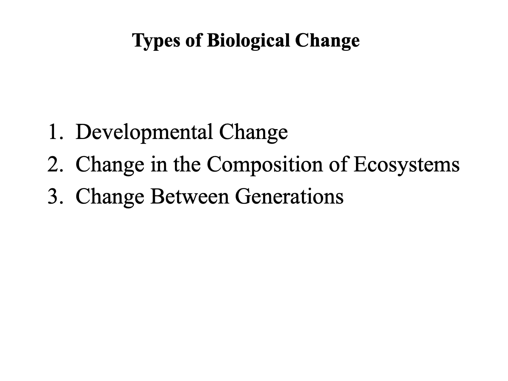The primary types of biological change are developmental changes, changes in the composition of ecosystems, and change between generations. And this varies from multicellular organisms that can move around, to those that can't move around, and unicellular organisms such as bacteria and protists.